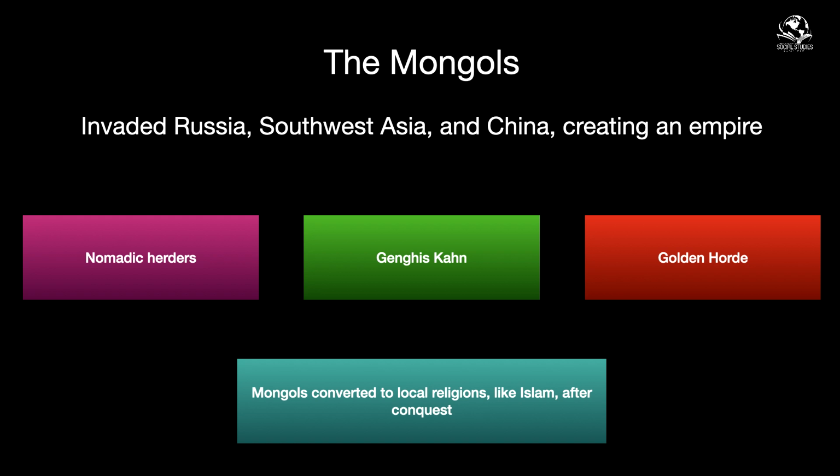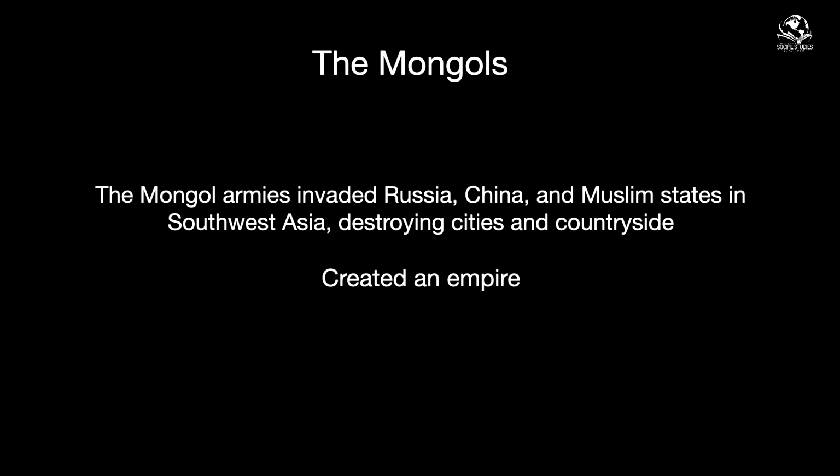So finally, you need to note that the Mongols converted to local religions like Islam after conquering a certain area. So that's very important because they kept many more people following them. Similar to what Alexander the Great did, he accepted the culture of areas that he conquered. So what the Mongols are most known for is invading areas like Russia, China, and Muslim states in Southwest Asia. They destroyed cities and countryside. They were terrible towards people.